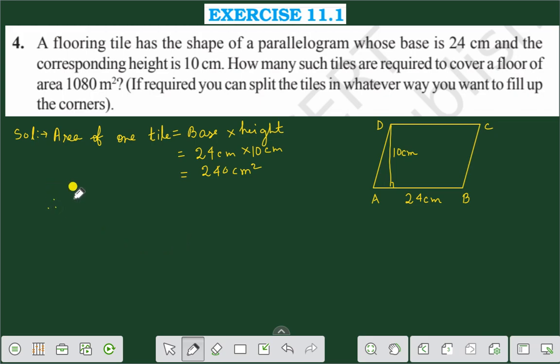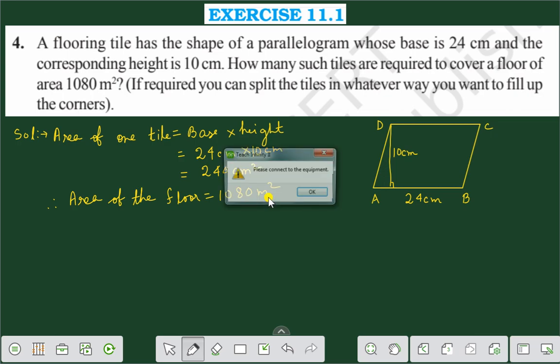Now, area of the floor is given. Area of the floor is equal to 1080 meter square. First of all, we convert this meter square into centimeter square, right?